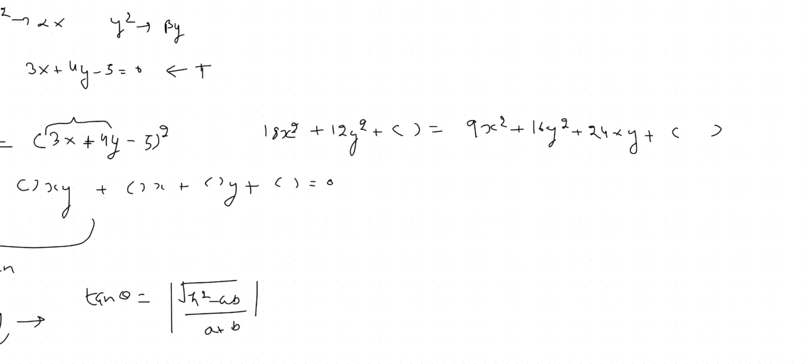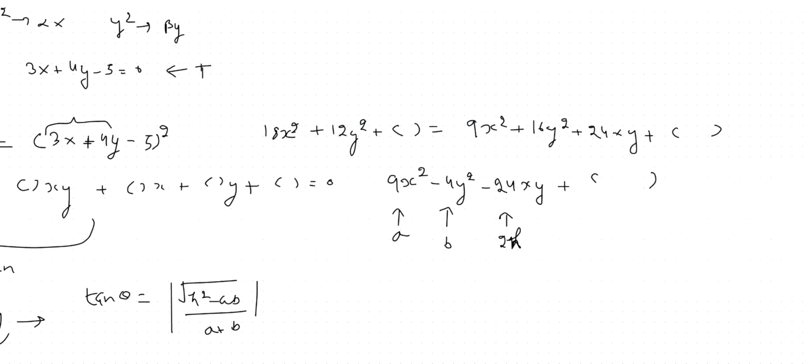So after that, you shift everything to one side. So we have 18 minus 9, 9x square plus 12 minus 16, minus 4y square. And this 24xy when brought to other side is minus 24xy plus something. Now this is your A, minus 4 is B. And please remember this is your 2h. Okay, it is not h, it is 2 times h.